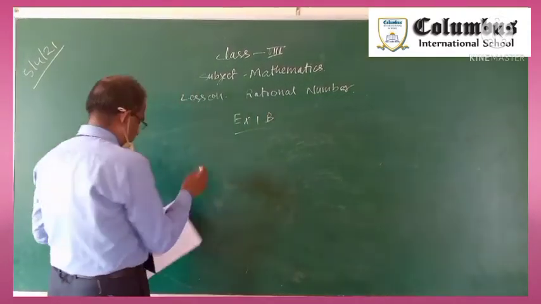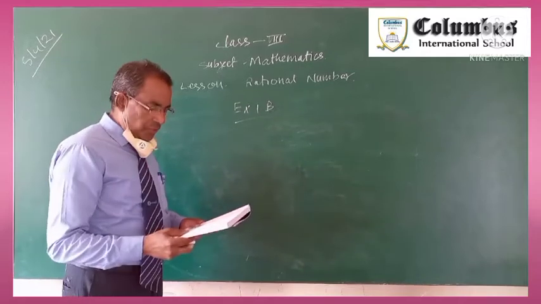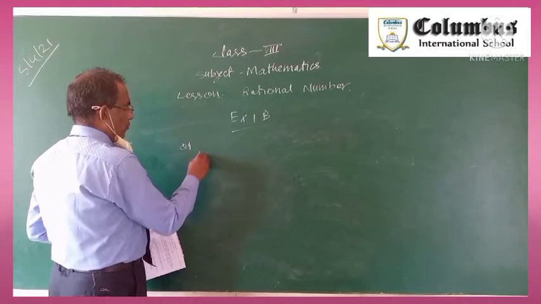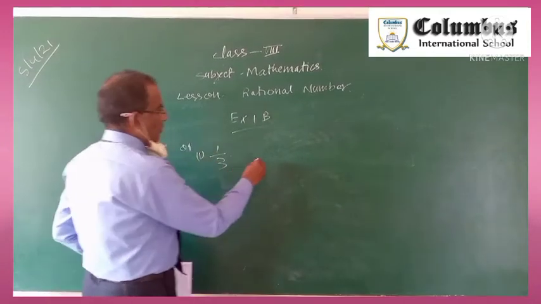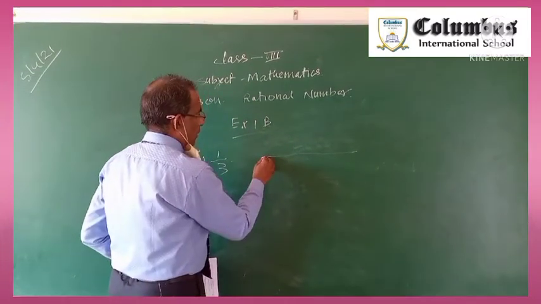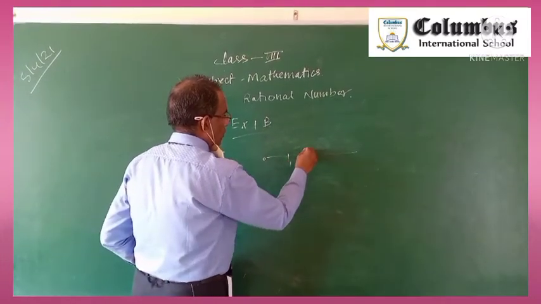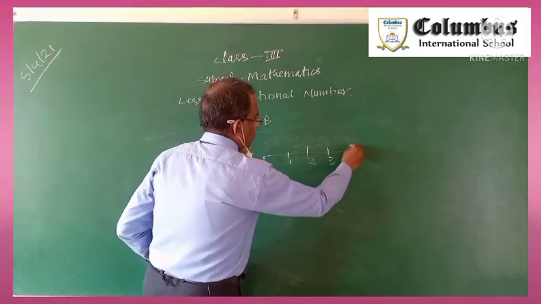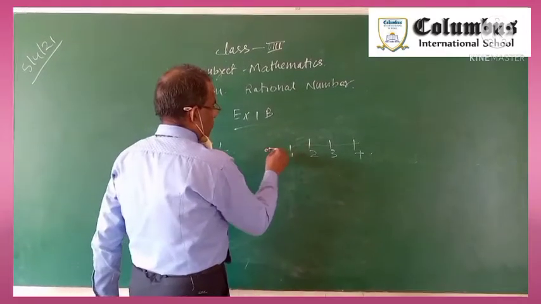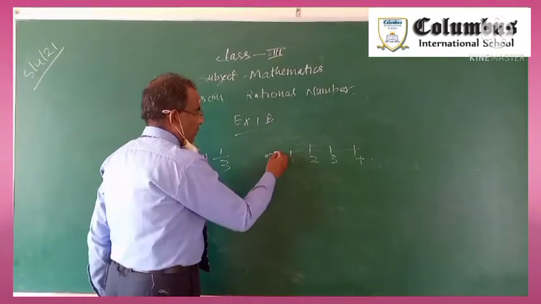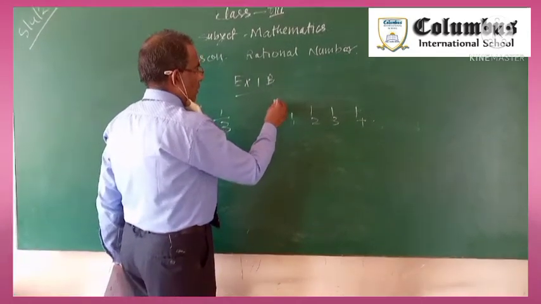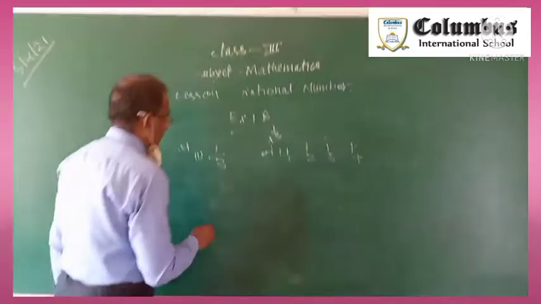Exercise 1B. Represent each of the following numbers on the number line. Question number 1. First 1 by 3. First of all, we make a number line and divide into 0, 1, 2, 3 and so on. 1 by 3. From 0 to 1, we divide into 3 parts, that is 1, 2, 3. 1 by 3 is the first part, it is 1 by 3.